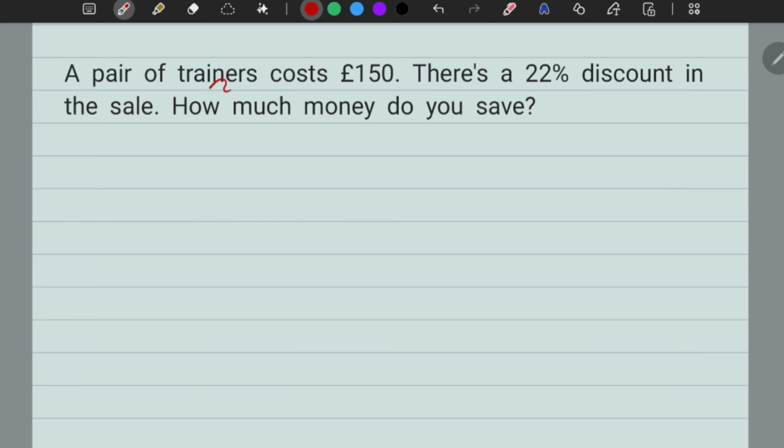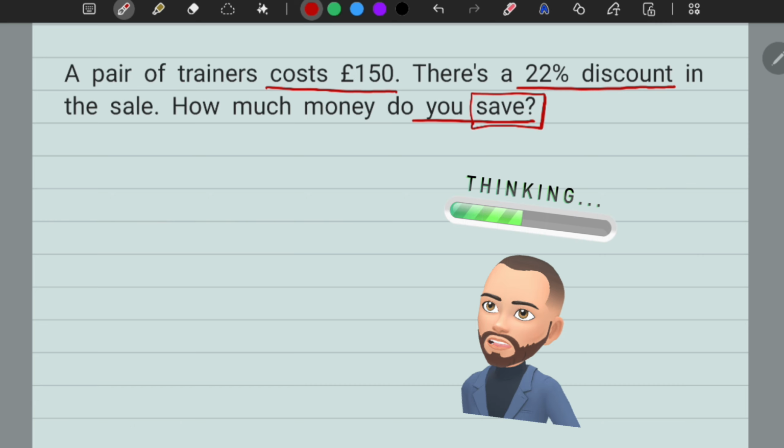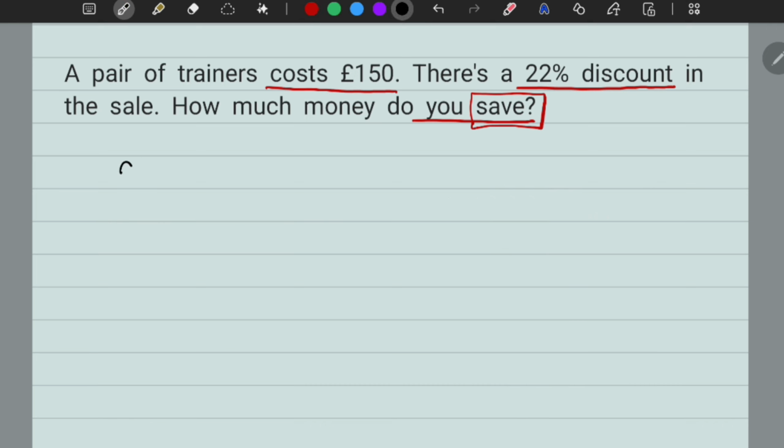So a pair of trainers costs £150. There's a 22% discount in the sale. How much money do you save? It's very important that we're talking about how much they're saving and not what the new price is. So really what I'm doing here is I'm finding 22% of £150. Now again, I'm going to break that up into 20% and 2%.